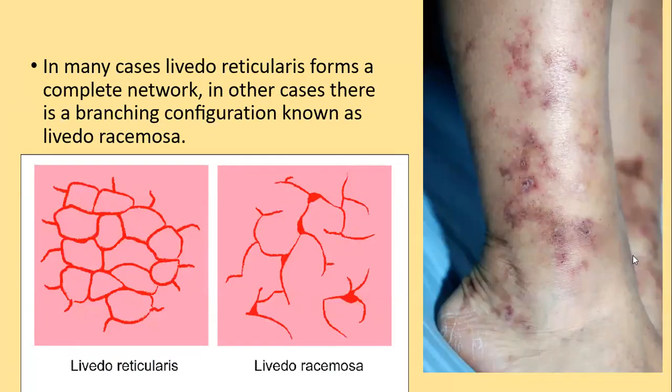So in many cases, livedo reticularis forms a complete network, while in case of limited vascular occlusion, there is a branching configuration which is known as livedo racemosa, which is seen in this picture and in this drawing. So if there is a diffuse arterial involvement, it will be livedo reticularis, or partial involvement will result in livedo racemosa.